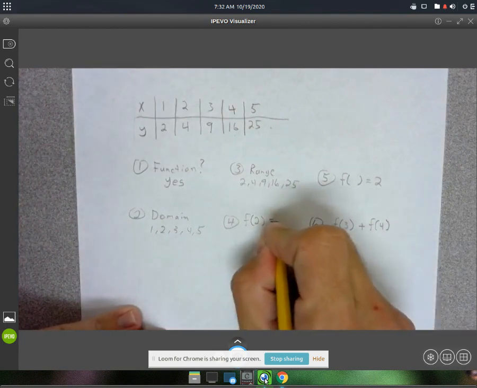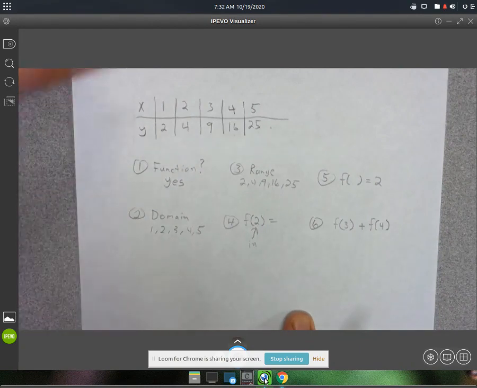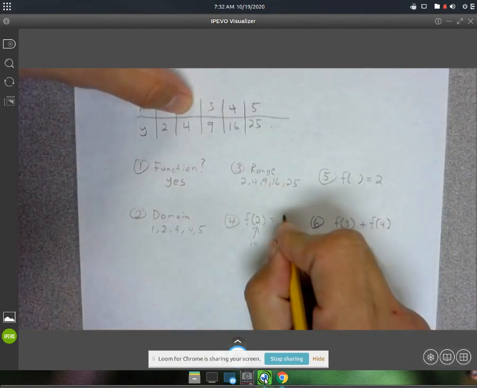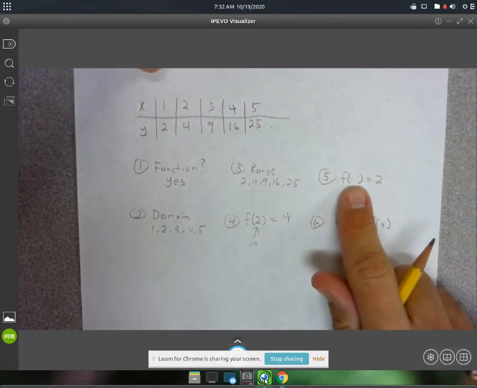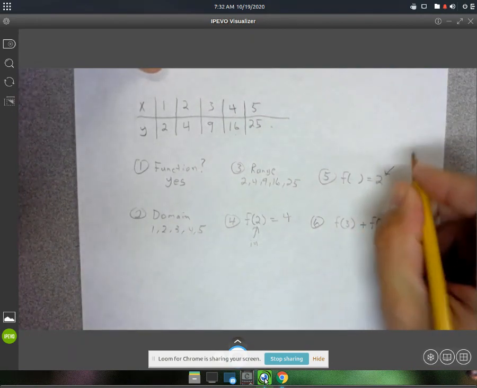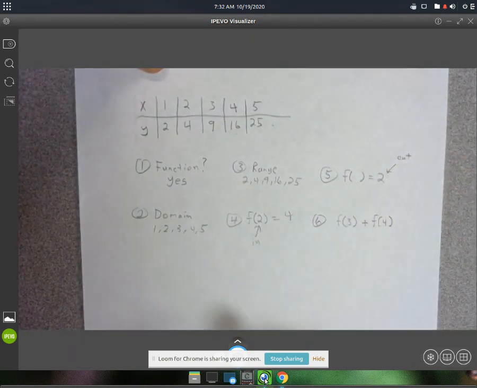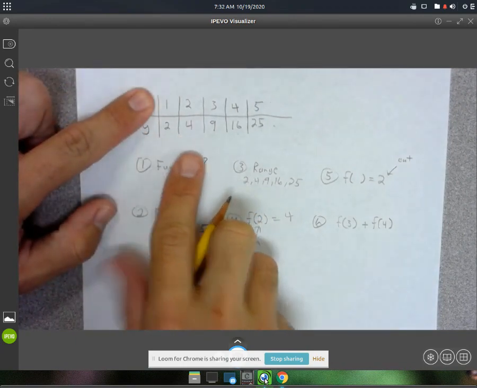So f of 2, remember this is your input. So when you plug in 2 for x, you're getting 4 back. Number 5, it's saying what do you have to plug in to get 2? 2 is your output. So for 2 as an output, you have to plug in 1 for x.